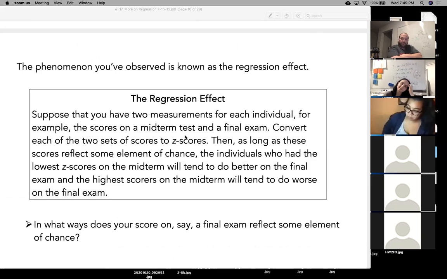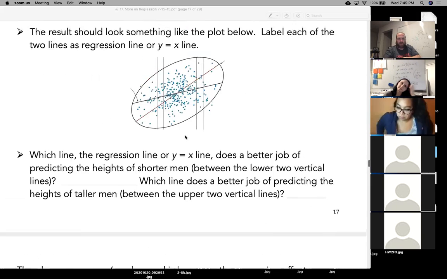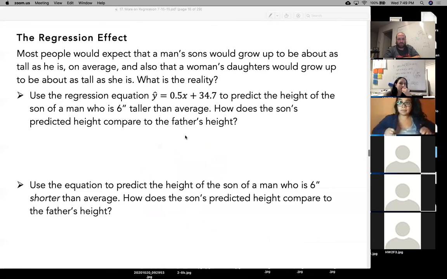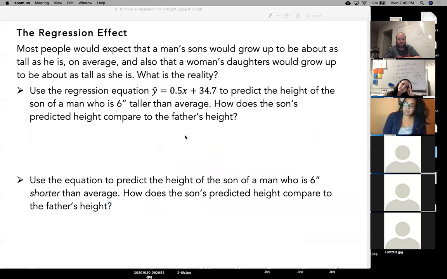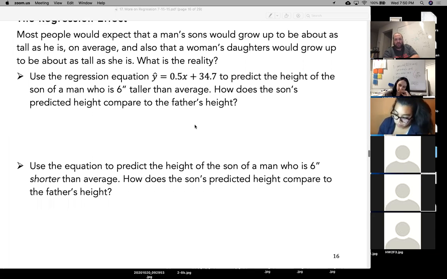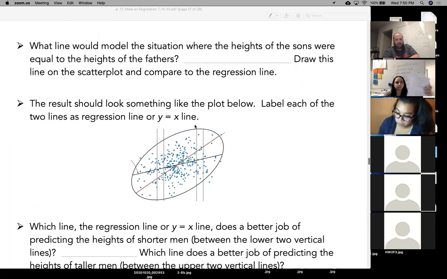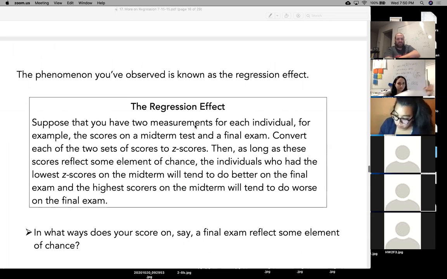Professor, can you go up? Sorry. Up where? Oh, right there. Okay, so you see how does the son's predicted height compare to the father's height? So, yeah, it's closer to the average. Oh, okay, that's all we had to say. Okay. Well, we did the math. Yeah. We did the math, right? Okay. So since it's brought up, let's just read it. Let's see what they say.